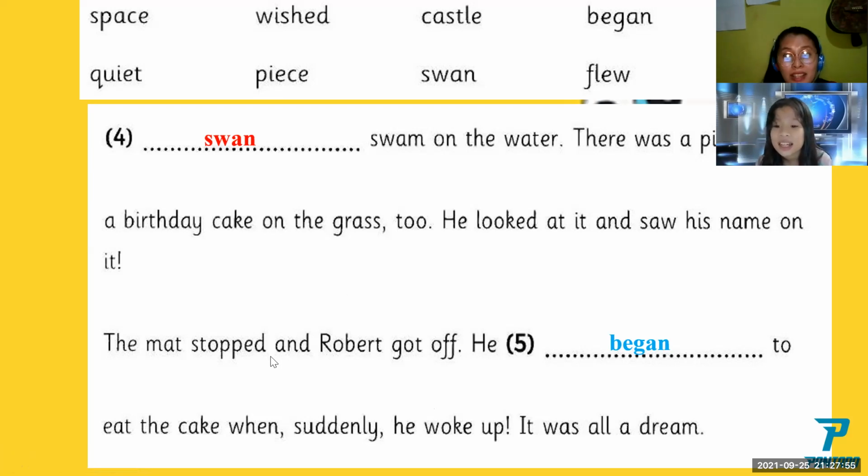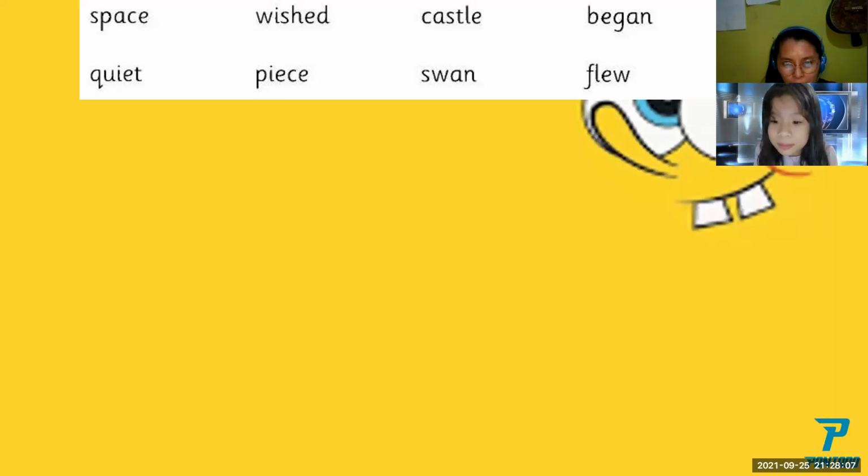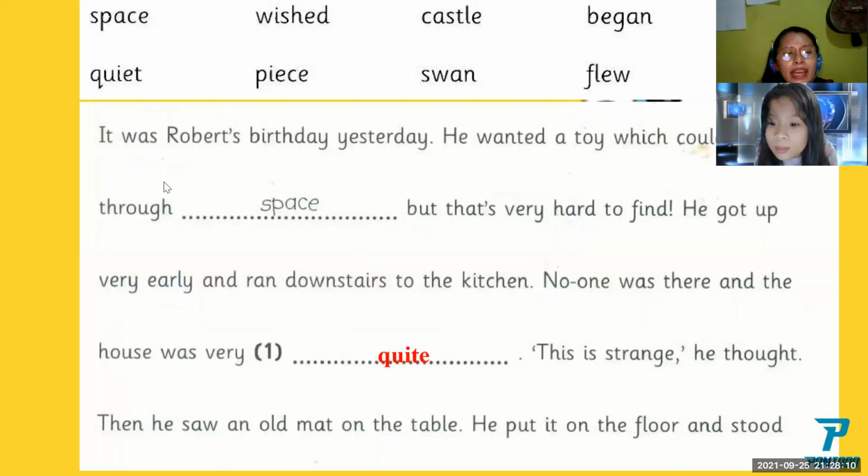Okay, let's go back. Do you understand the story? No. Okay, so let's start here. It was Robert's birthday yesterday. So you know what is birthday? Yeah, that is birthday. He wanted a toy. You know what is a toy?